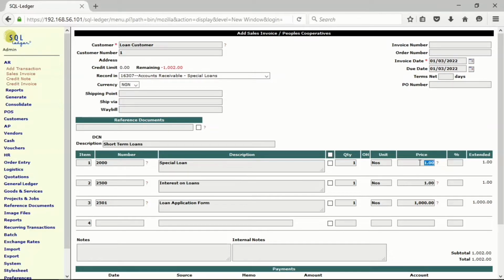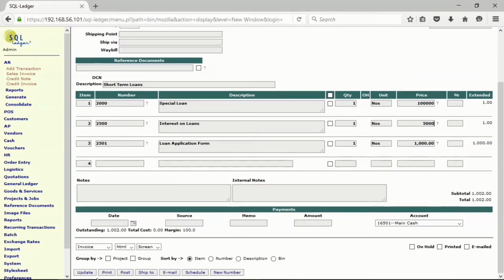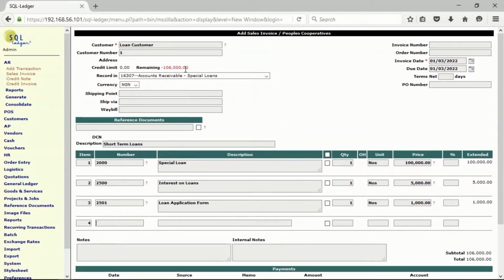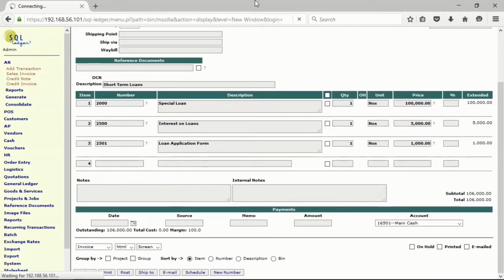The loan that the customer is asking for is 100,000. Once we select that, and 5%, let's assume that the company gives 5% on the loan. Now that is the loan interest. The loan application form which he must have bought is 1,000 naira. Once you do that, you click on update. Now the total amount of the loan is recorded in this account called special loans. Once that is done, you have booked all of this and the date is what you want. You now go ahead and post.